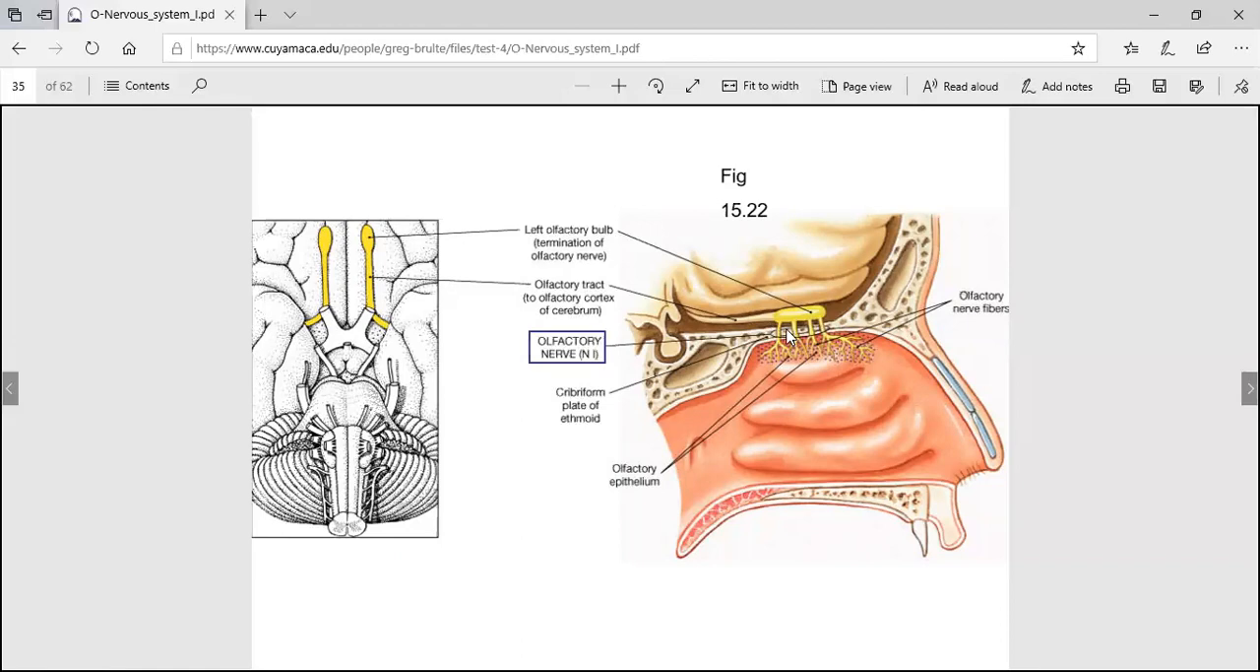Technically, these are your nerves, but I call the whole thing the nerve just to make it easy. Technically, that's an olfactory bulb and that's an olfactory tract. But if I point at it, you can say any of that. You just go cranial nerve one, olfactory.